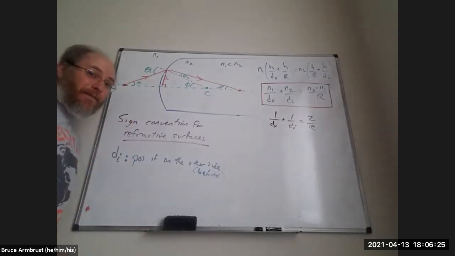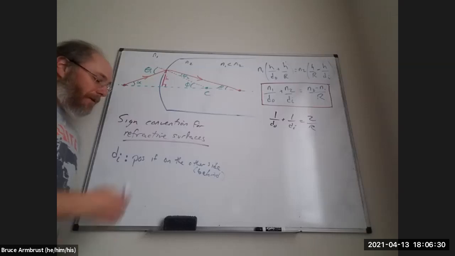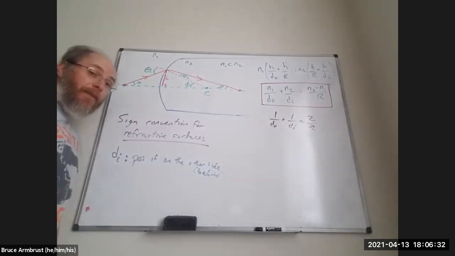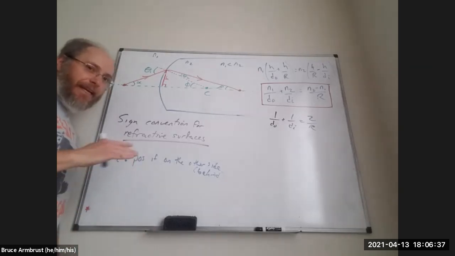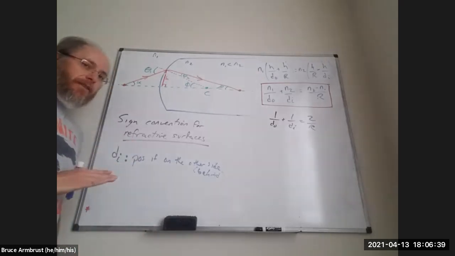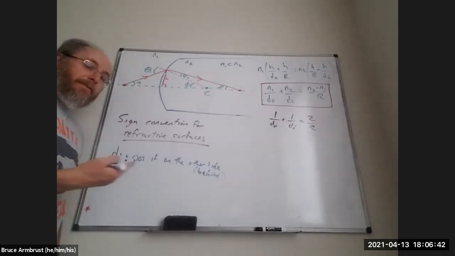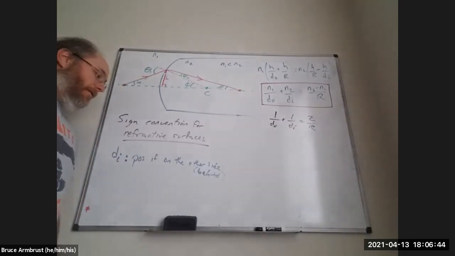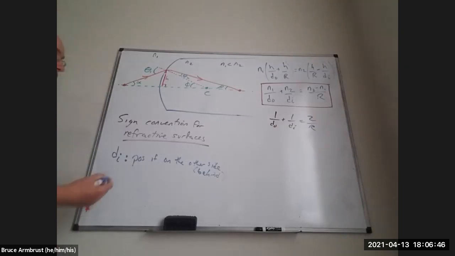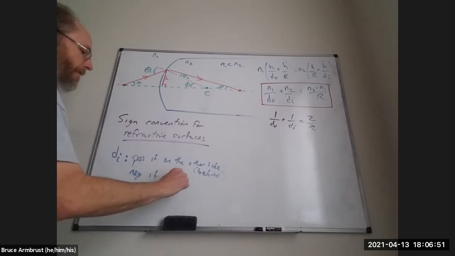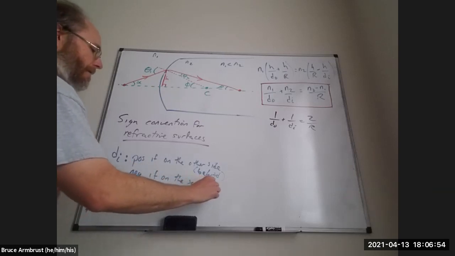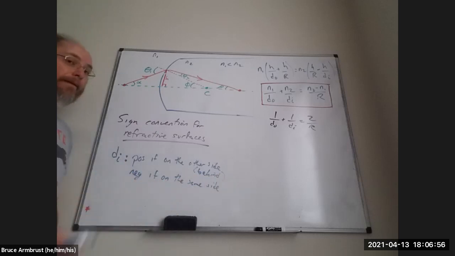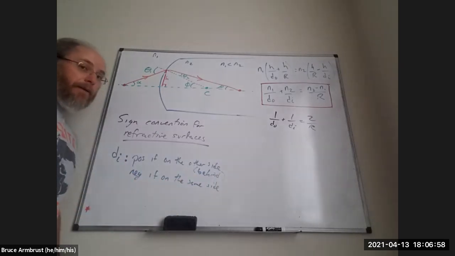That's the exact opposite of what it was for mirrors. But it has to be this way if we're going to say real means positive. That's the defining thing when it comes to sign convention: real is treated as a positive number. So it's going to end up being negative if on the same side. And that can totally happen.